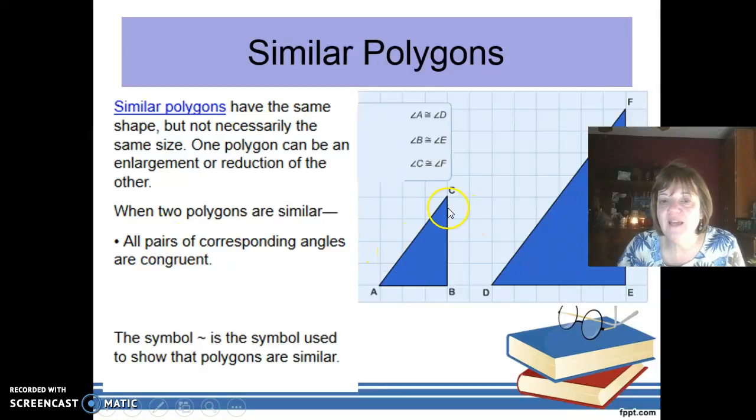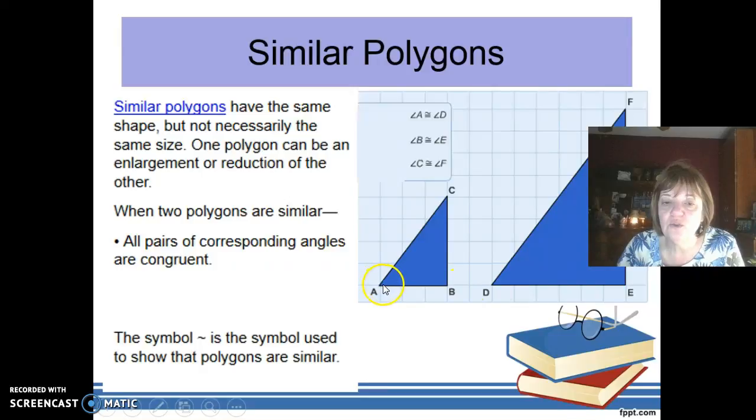All the corresponding angles are congruent. So right here, this is the similarity congruency statement. Angle A is congruent with angle D. And so let's see. We've got angle A right here, angle D right here. Okay, they are congruent. They are the same size.